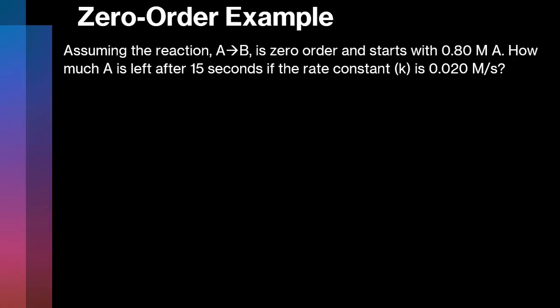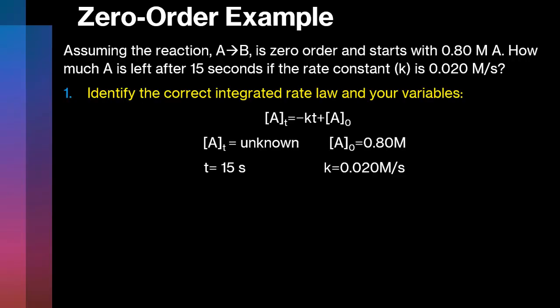So let's use that equation. Suppose we have a reaction A yields B, and we've experimentally determined that it is zero order. If we begin with 0.8 molar A and a rate constant that is 0.02 molar per second, the question might be how much A remains after 15 seconds.